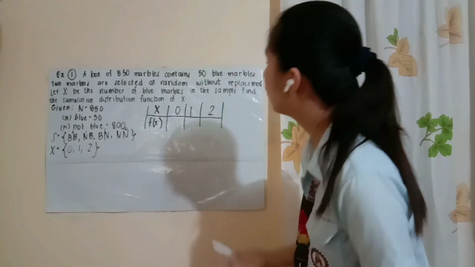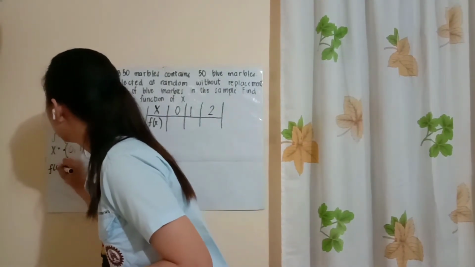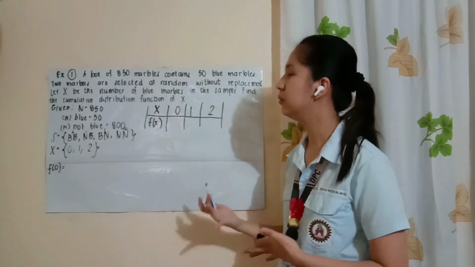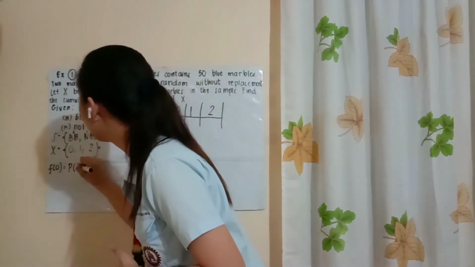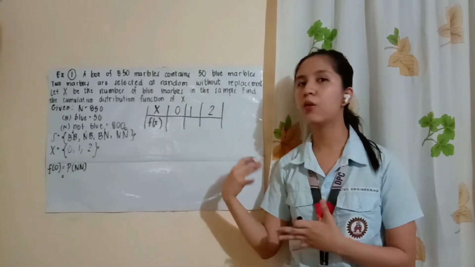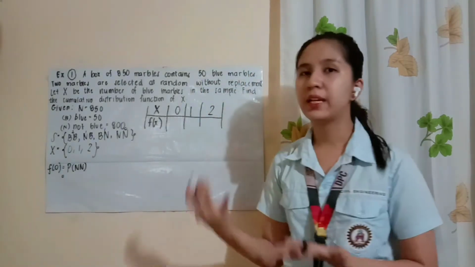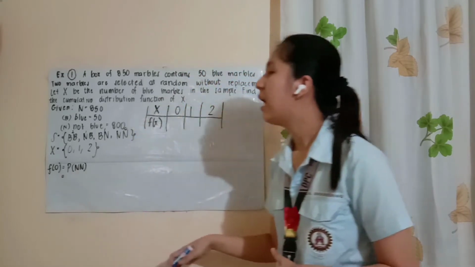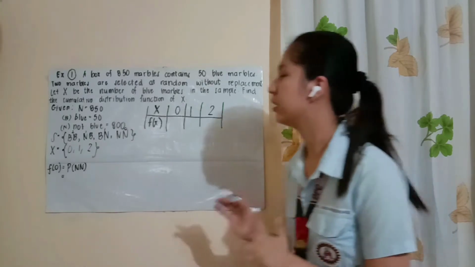So, for the first one, we have 0. So, lagay na lang natin dito, f of 0. So, ano ba yung nasa sample point natin na makakakuha tayo ng 0 number of blues? We have itong NN. So, kunin natin yung probability of NN. For the probability of NN, kukunin natin yung probability ng N and then N. So, pag multiply natin siya, since dito sa f of 0 or probability of NN, ang kailangang mangyari ay not blue and then not blue. So, yun yung mangyayari doon.